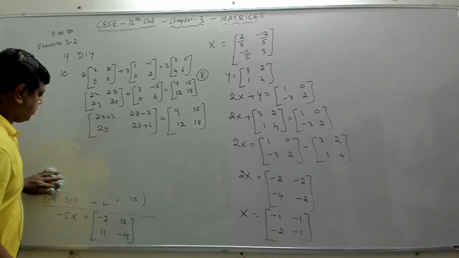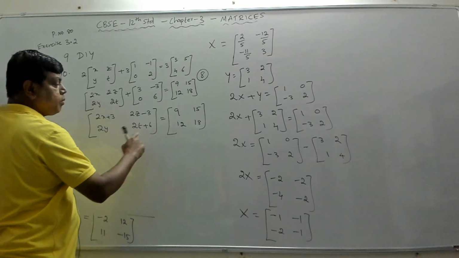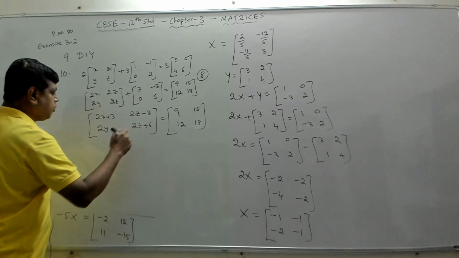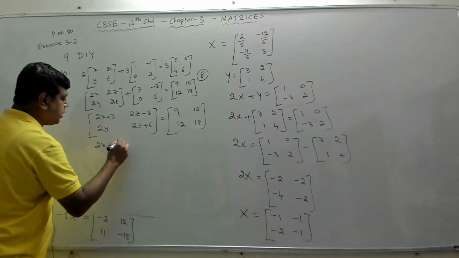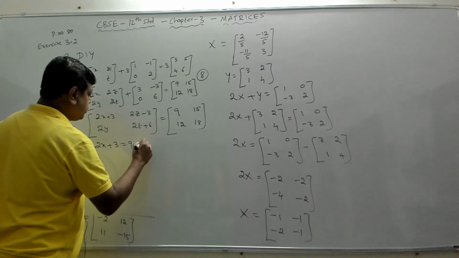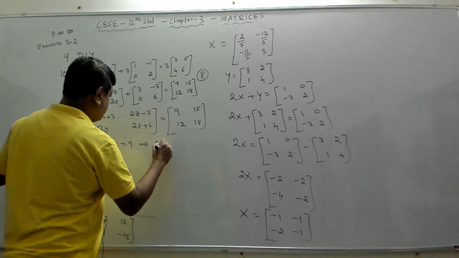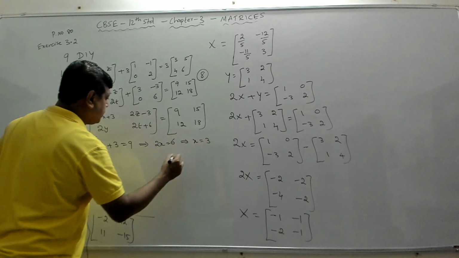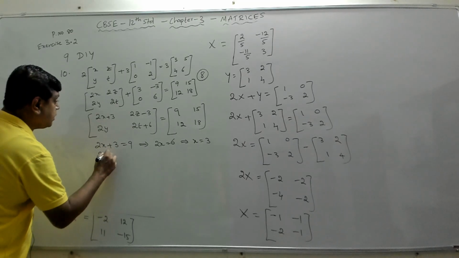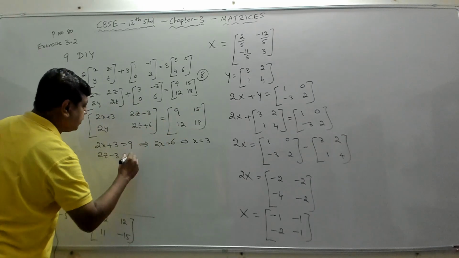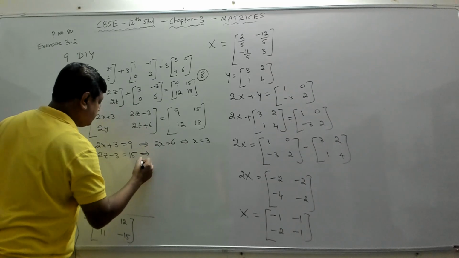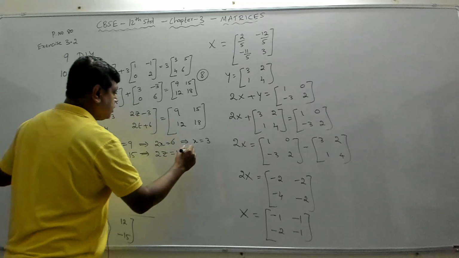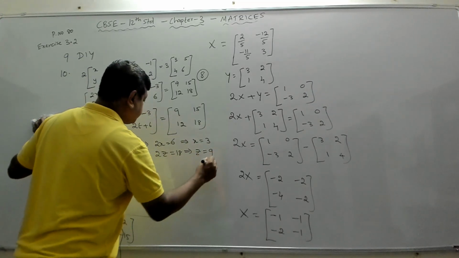Now if you equate the corresponding elements, because the two matrices are equal, therefore the corresponding elements are equal. So 2x plus 3 equal to 9. And this gives you 2x equal to 9 minus 3, which is 6. That gives you x is equal to 3. Then 2z minus 3 equal to 15. That gives you 2z is equal to 18, 15 plus 3. You will get z equal to 9.